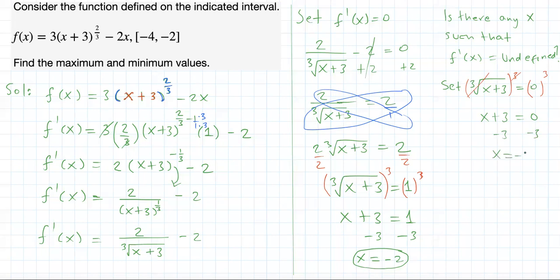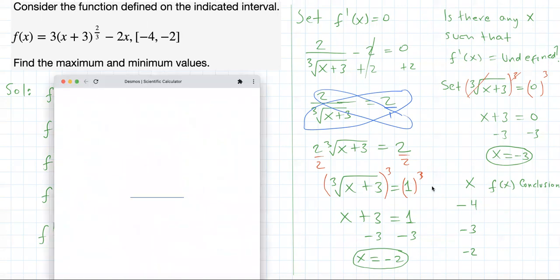x equals -3. I got another critical point, right? So the critical points are -2 and -3. Finally, let's construct this table: x, f of x, conclusion. x is going to be the endpoints here, -4 and -2, right? And the critical points in between, -3 here, -2 is already there, right? So we're going to do evaluations at all these input values, right?